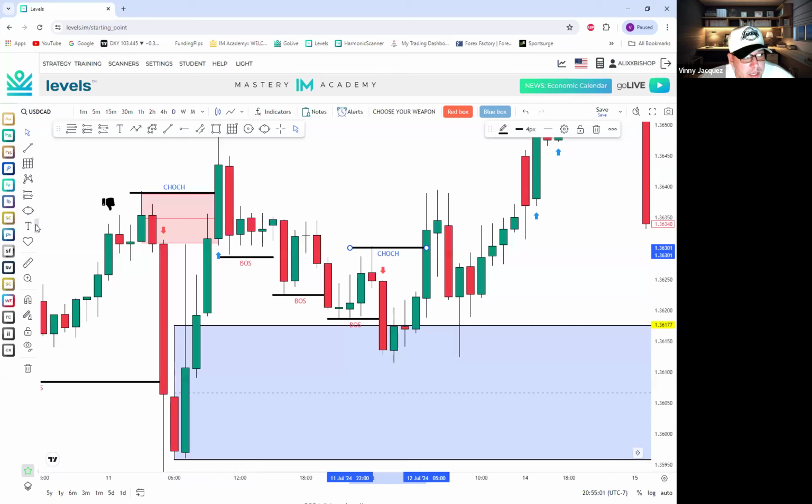Because look, we actually get a break of structure here, which makes this selling candle a starting point. But these aren't the ones we're looking for, right? This just confirms market's coming my way. We have a bearish break of structure here. This is my starting point. It's respecting structure very, very nicely, right?